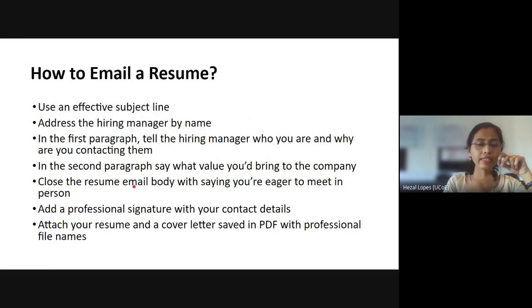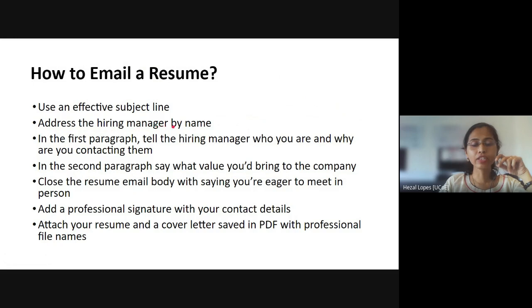Now, let's take an example. You are a student, right? And of course, you will be sending a resume online to a hiring manager, right? So let's understand how to write the subject line for the same. Use an effective subject line. I have given an example in the next slide of how to write the subject while sending a resume.